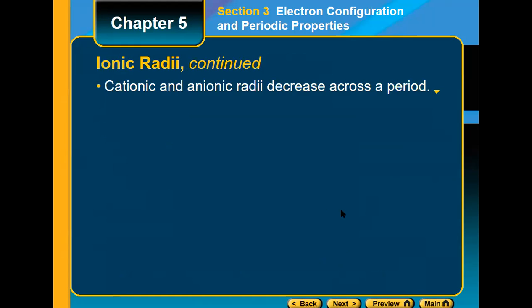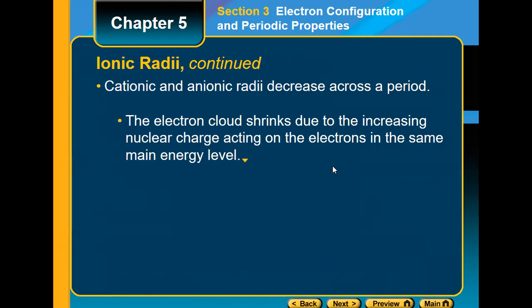So here, like this, cationic and anionic radii decrease across a period. Both are going to pass across the period, and the electron cloud shrinks due to the increasing number of charges acting on the electrons in the same energy level.